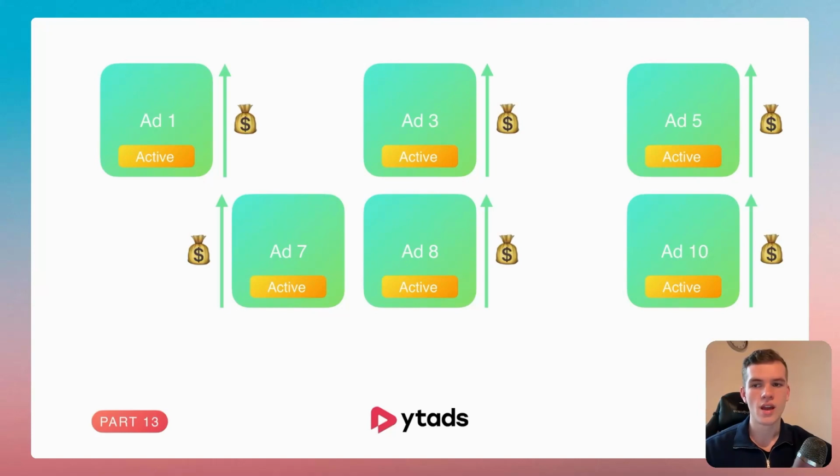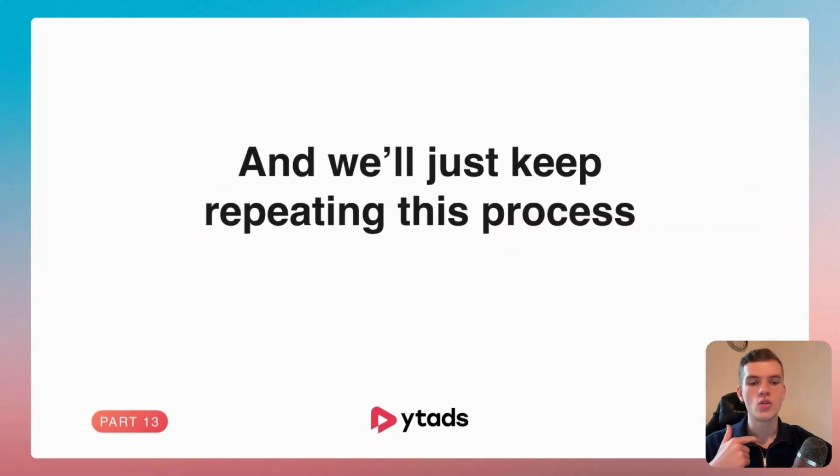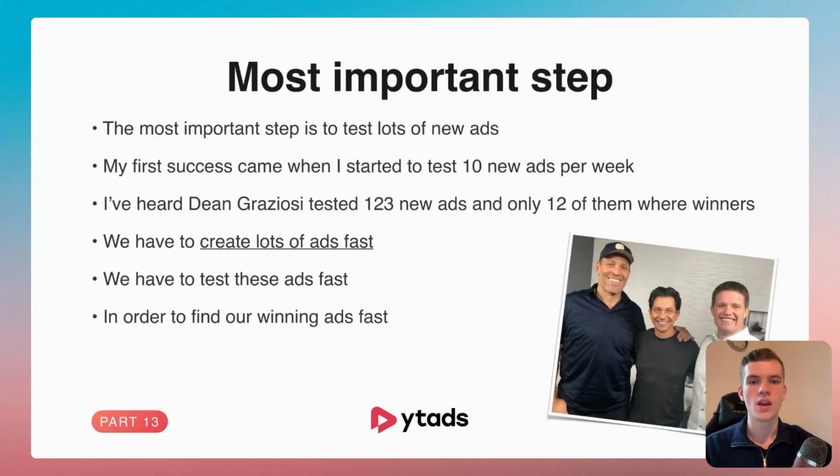And we'll just keep repeating this process because after some time we will lose some winning ads. Right now we would have 6 winning ads, but maybe in 2 weeks, one of these winning ads will just go away. It just turns unprofitable. And then we need new winning ads. So we always keep testing new ads to get new winners. And the most important step is to test lots of new ads, like really a lot of them.